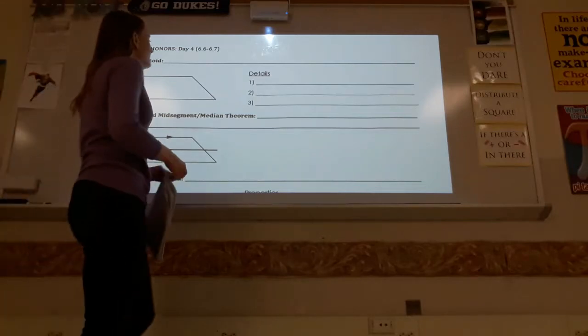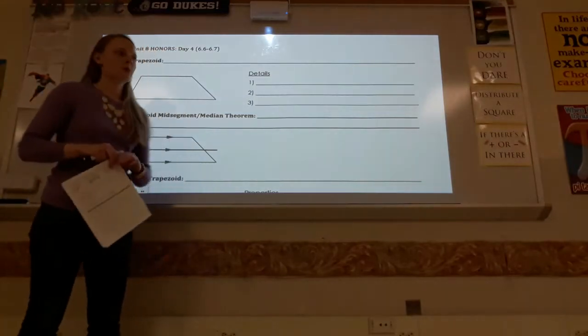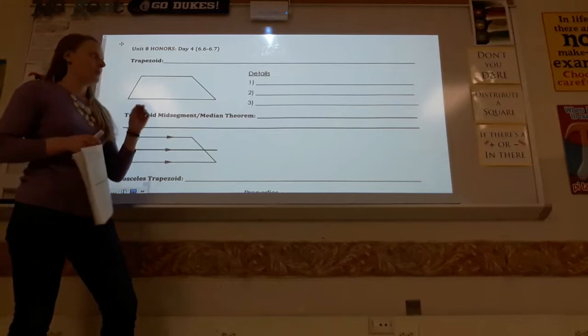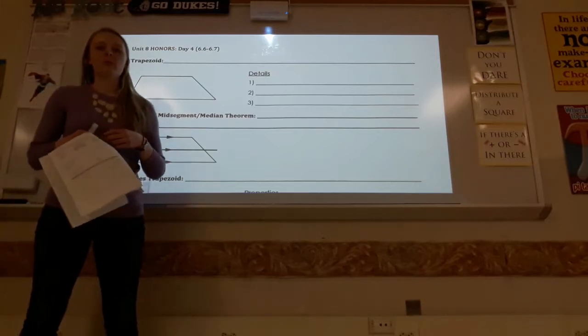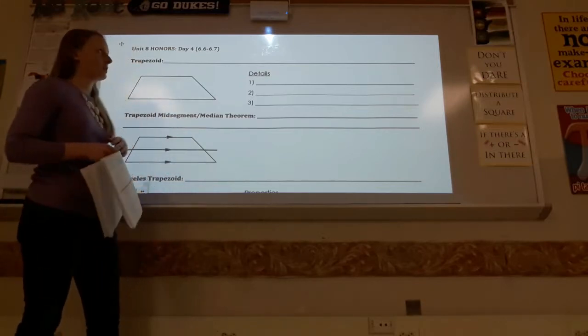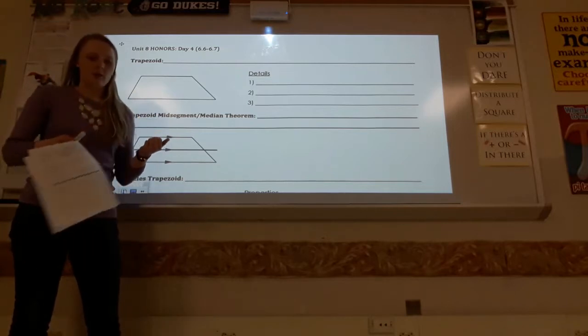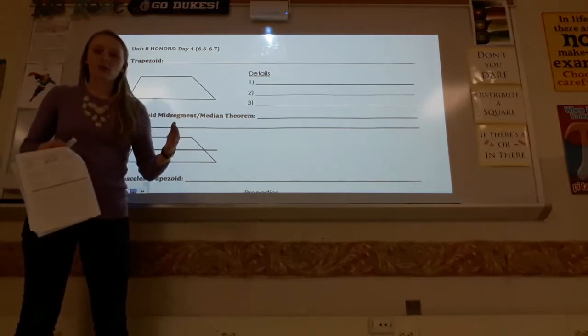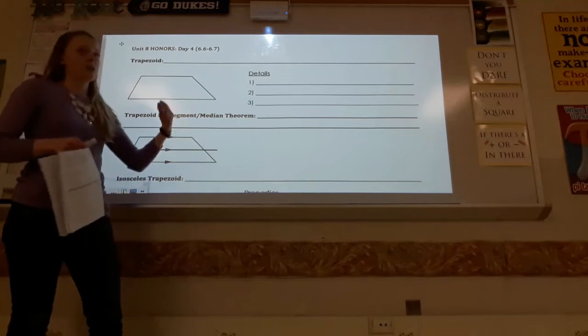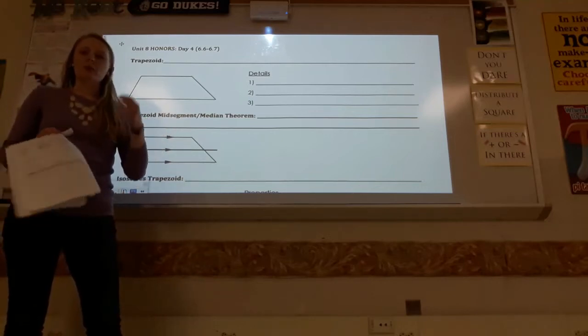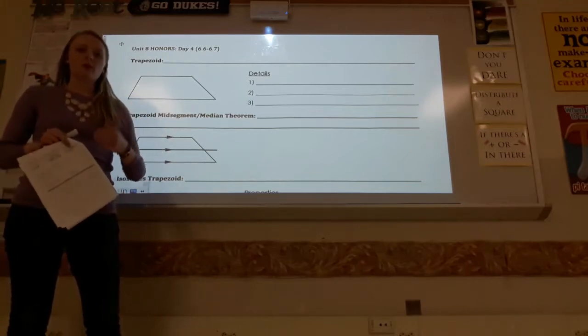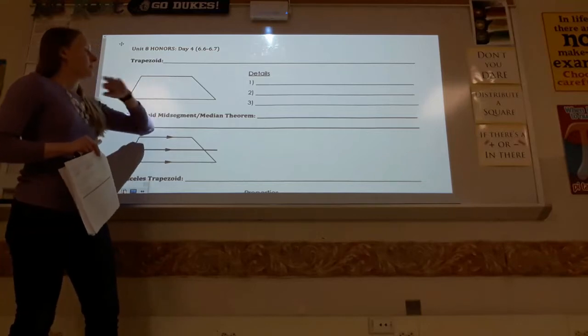All right, day 4 is going to be talking about trapezoids and kites. These are quadrilaterals, but they're different from the ones that we were talking about on day 2 and day 3. Day 2, we talked about parallelograms in general, and we kind of introduced that idea. And then day 3, we talked about special types of parallelograms, your rectangle, your square, and your rhombus. Today we're going to be talking about trapezoid and kite.